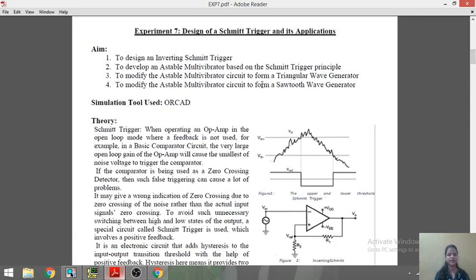First part is to design an inverting Schmitt trigger. Second part is to develop an astable multivibrator based on the Schmitt trigger principle. And the third and fourth parts are where we modify the astable multivibrator circuit to form a triangular wave generator, and the fourth part, a sawtooth wave generator.